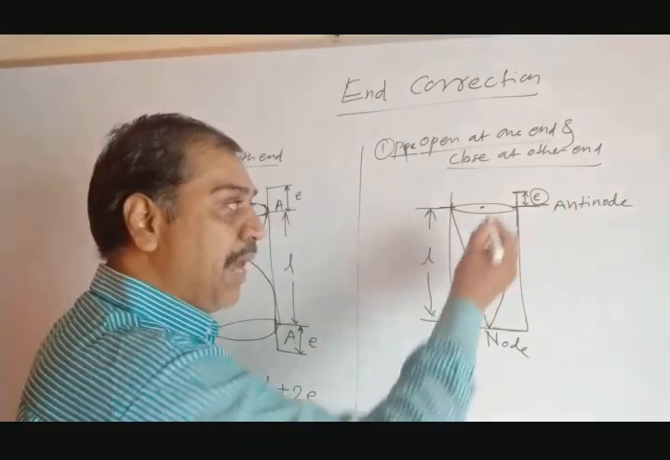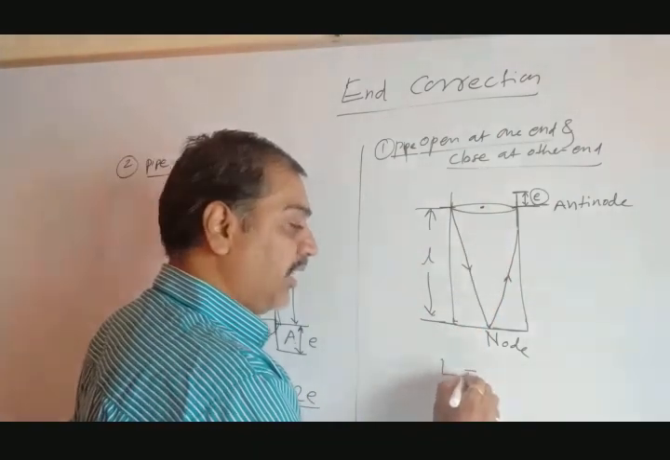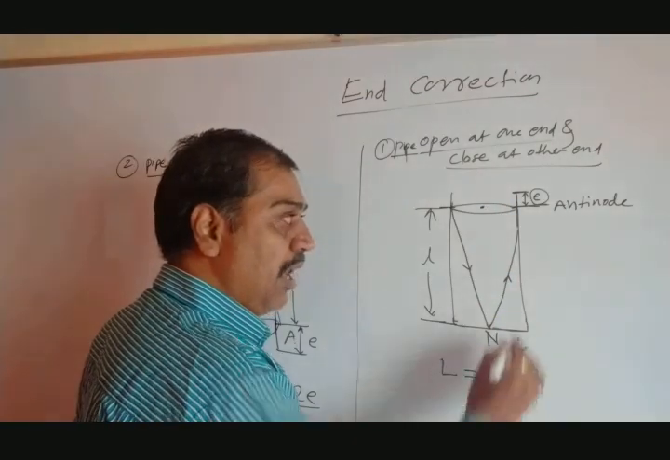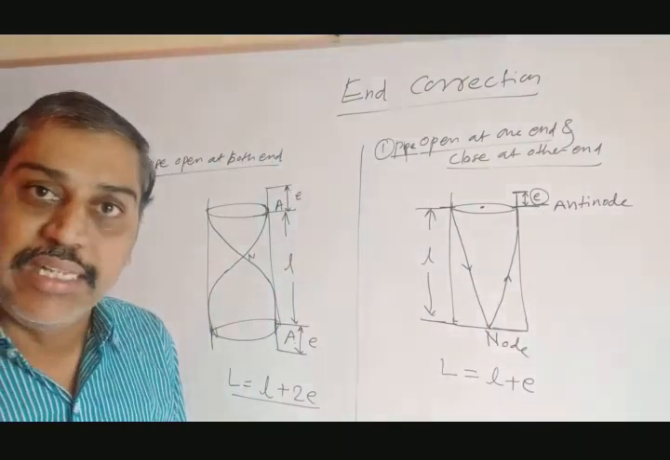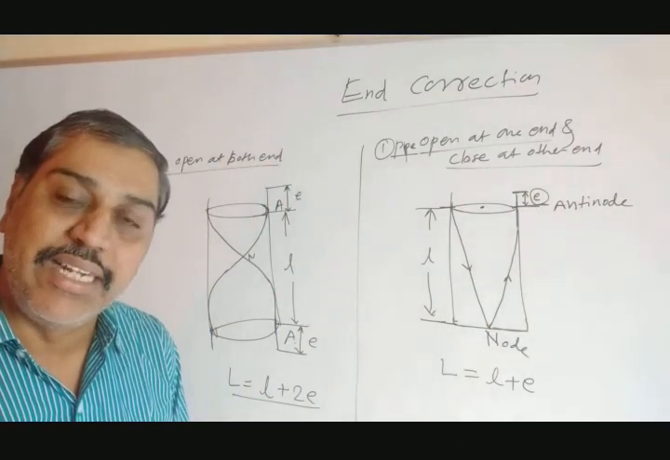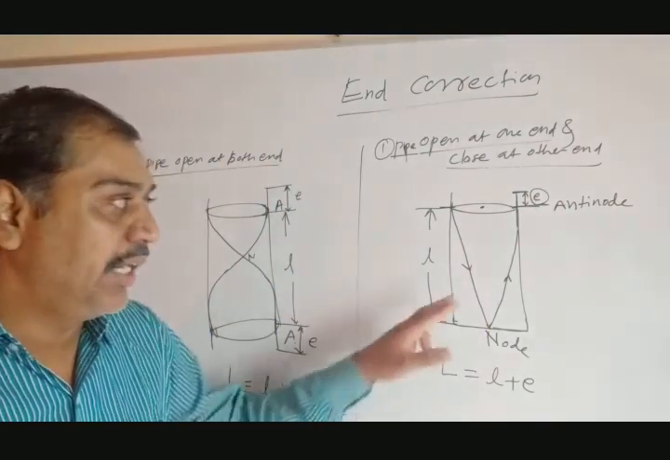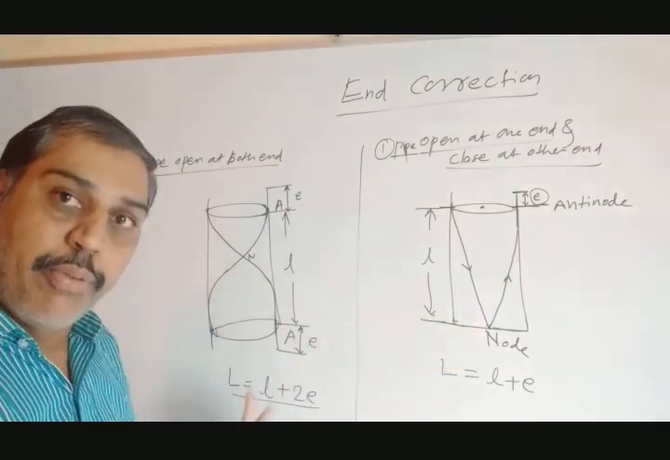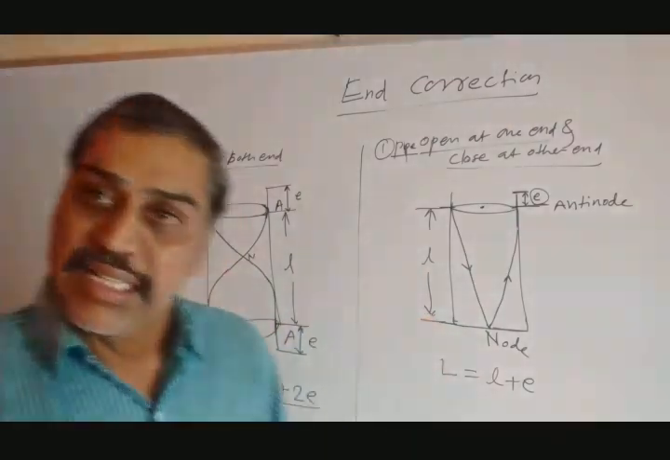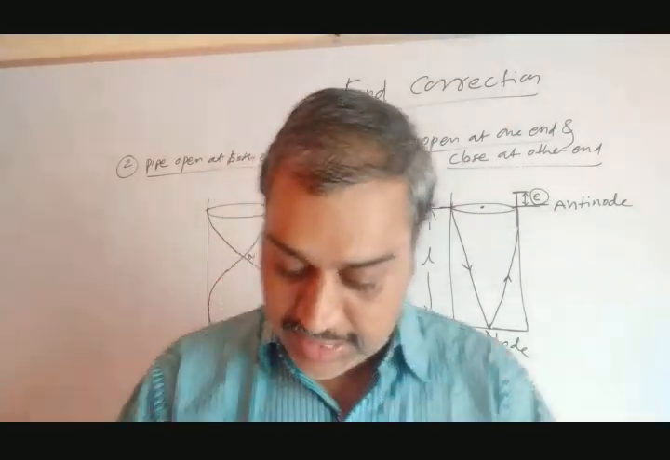In the case of a pipe open at one end, what is the correction in length? L equals small l plus E only, because the correction is at the top only. That is the basic difference of end correction between a pipe open at one end, closed at the other end, and a pipe open at both ends. It is double. Here it is single. That is the difference for the end correction.